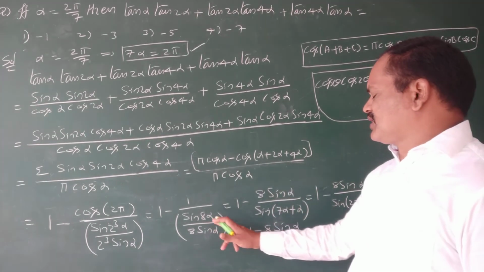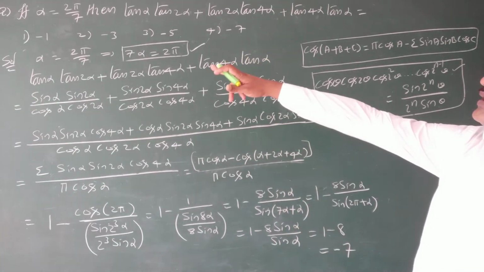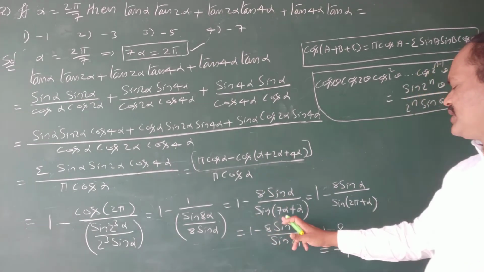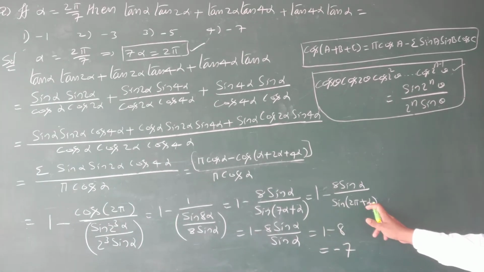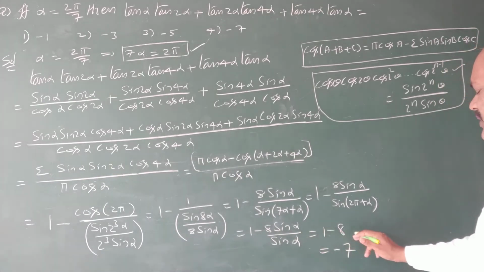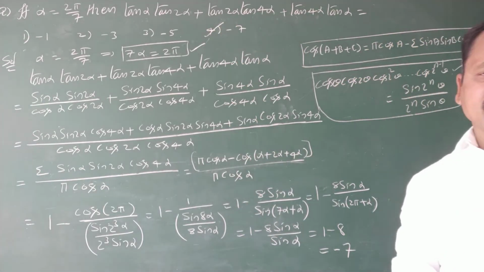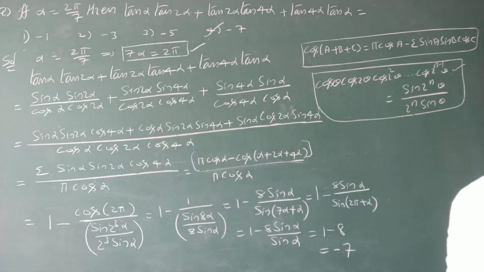This 8 alpha can be written as 7 alpha plus alpha. Now 7 alpha is 2 pi. That's why sin 2 pi plus alpha. Sin 2 pi plus alpha is sin alpha. Sin alpha gets cancelled. Now 1 minus 8 is minus 7. That's why the fourth option is the right answer. So that is the solution for this question.